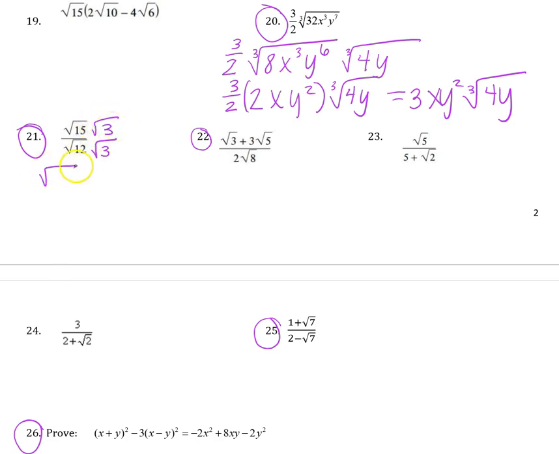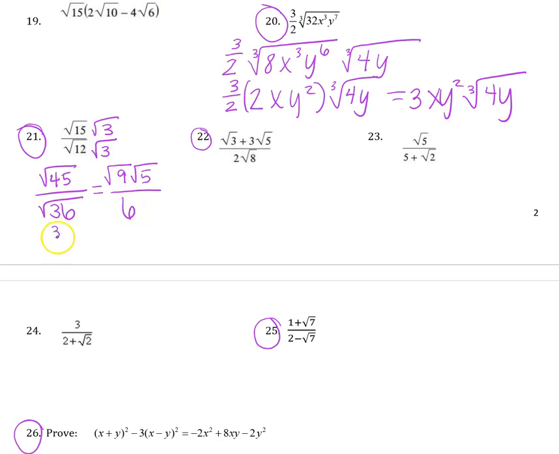So this gives me radical 45 divided by radical 36, which is a perfect square, so that's my objective there. So I've got radical 45, which can split up into 9 and 5. And radical 36 is just 6.